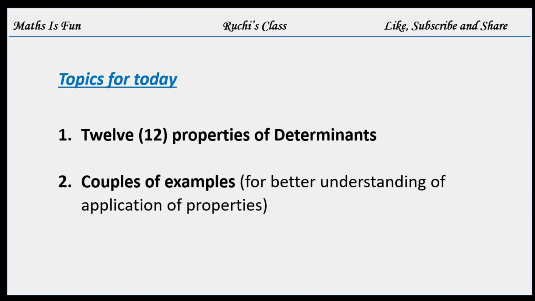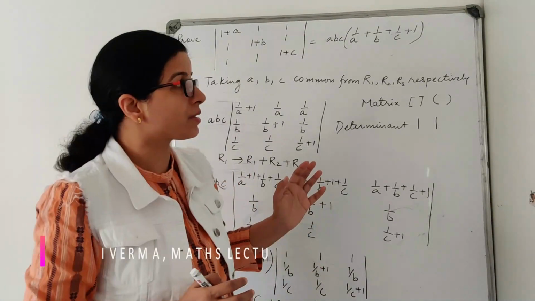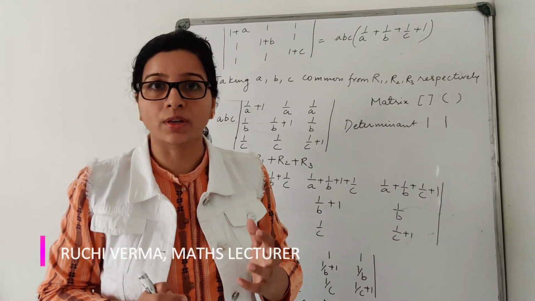Today we learned 12 properties of determinants which would help you to calculate determinants of order greater than 2. Also we did a couple of examples to get a better understanding of the application of those properties. And with this we come to the end of the properties of the determinants.